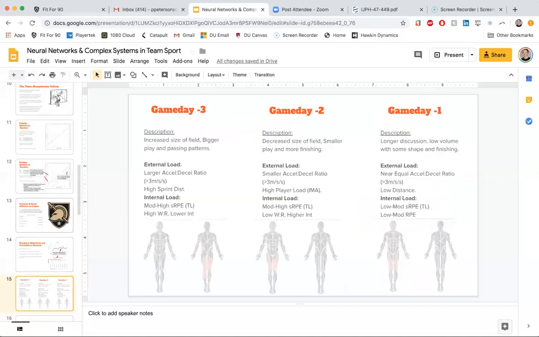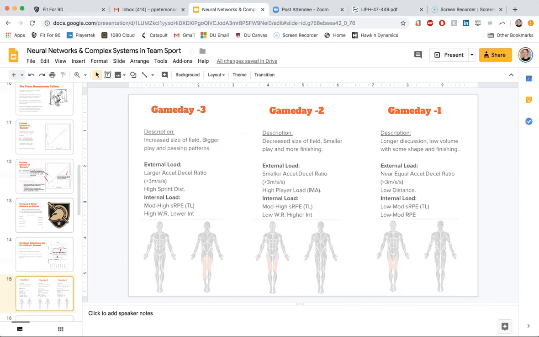So here's what our normal progression would look like. By no means am I saying this is the optimal one, but this is what we are able to get done in our environment and what our coach adheres to. With game day minus three, we increase the size of that field, bigger play and passing patterns, try and space our guys out, push the pace a little bit. So we'll get that larger acceleration and deceleration ratio when it comes to external load, and we'll have a higher high speed sprint distance. That's just common sense, right? When you have those longer distances to really get up to top speed and get out and go.